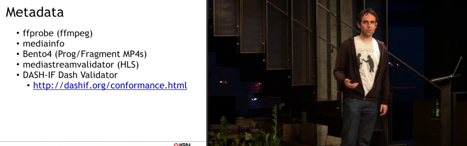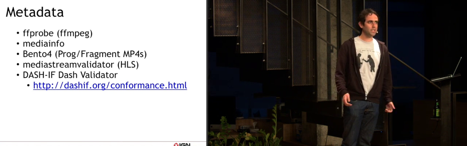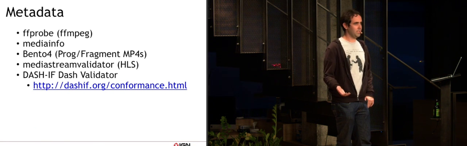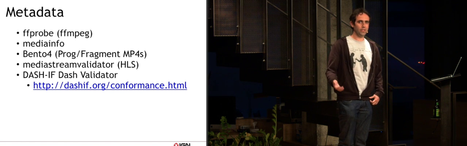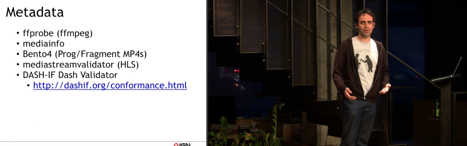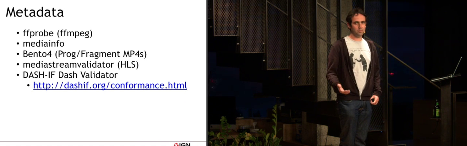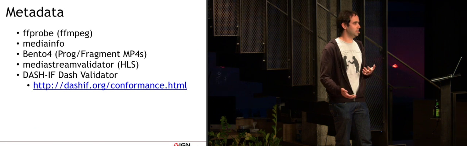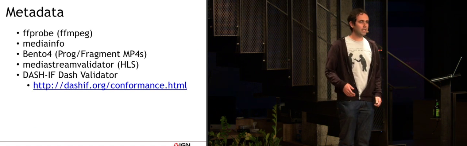MediaInfo is also a great tool for exploring file metadata. More recently, I've started using it a lot more with adaptive manifests as well. You can give it a URL to an HLS or a DASH manifest, and it'll parse that manifest and give you out metadata and information about that manifest in a really easy to read and consume fashion.